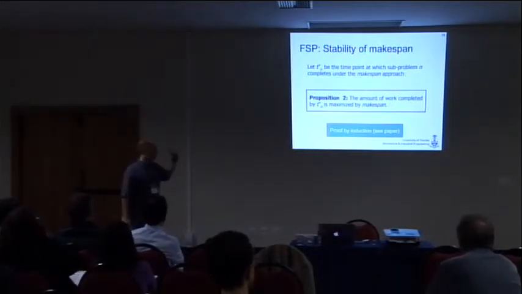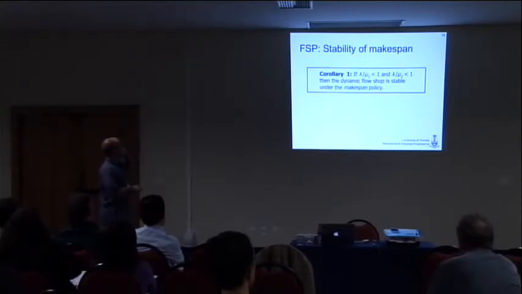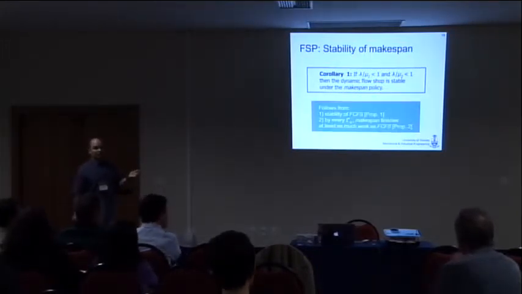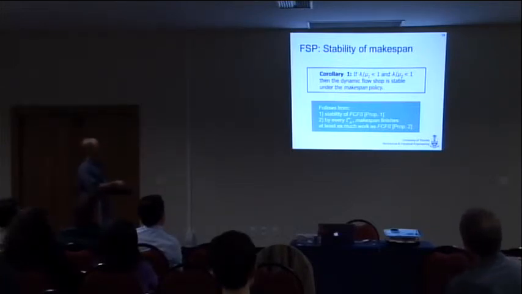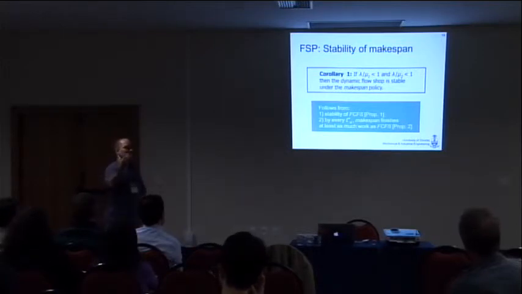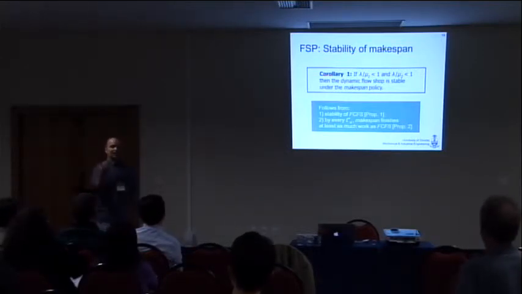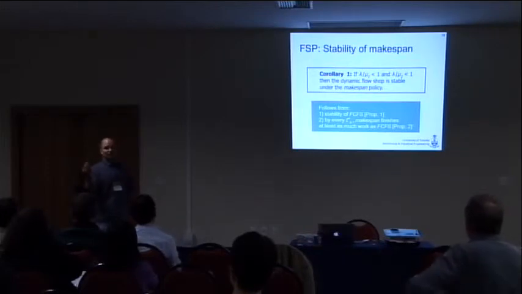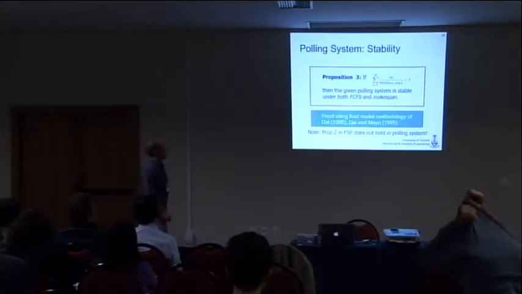It's an inductive proof. It's actually pretty straightforward. The corollary there is actually, we've got a simple proof of stability of makespan from these two propositions, because basically, if we're completing the most work by the end of the schedule, that means we're completing as much or more work than first come, first serve. As first come, first serve is stable, so are we.